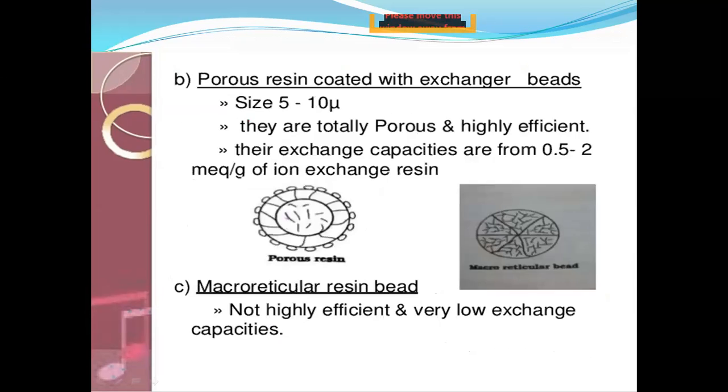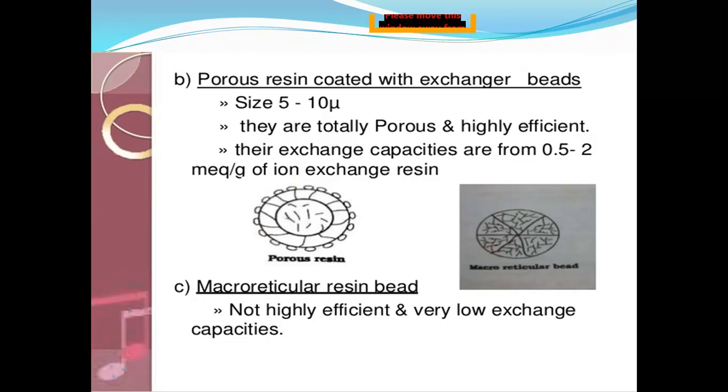Okay. Next, the second one is porous resin coated with ion exchange beads. This is the porous resin, and inside it are the beads. The size of this one is 5 to 10 microns. Compared to the previous one, this is somewhat larger, and they are totally porous and highly efficient. Their exchange capacity is 0.5 to 2. Whereas in the previous one, the size is very small, and due to the small size its exchange capacity is less, between 0.01 to 0.1.